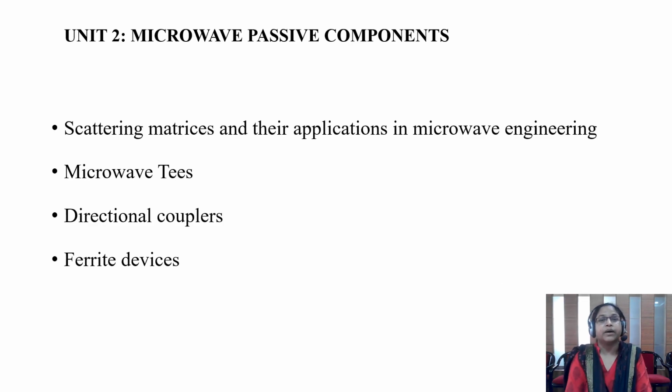Unit 2 deals with microwave passive components. You must be aware of scattering matrices to understand the performance of passive components. So there is a detailed study of scattering matrices and their applications, and microwave tees, directional couplers, and ferrite devices. These are the unit 2 contents.